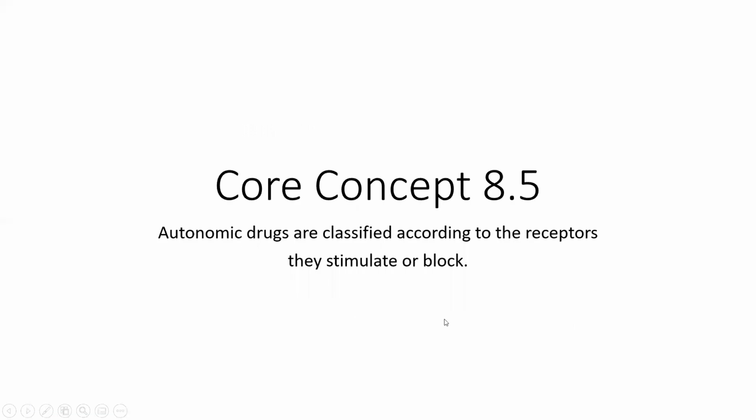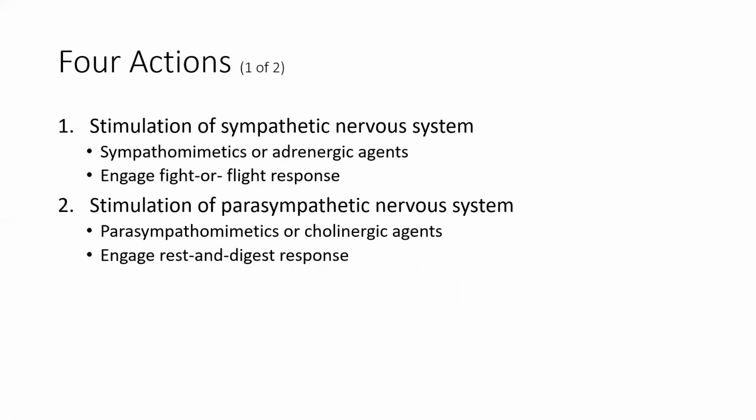Next is, autonomic drugs are classified according to the receptors they stimulate or block. Now there are four actions. Number one is the stimulation of the sympathetic nervous system. For example, sympathomimetics, another name given to the adrenergic drugs. Adrenergic drugs act and stimulate the sympathetic nervous system. They are also called sympathomimetics, which mimic the action of the sympathetic nervous system. They engage the fight or flight response.